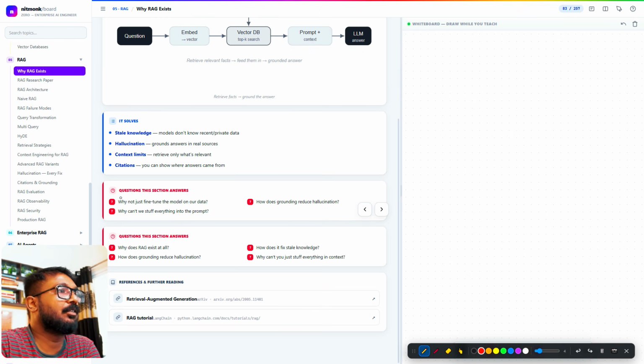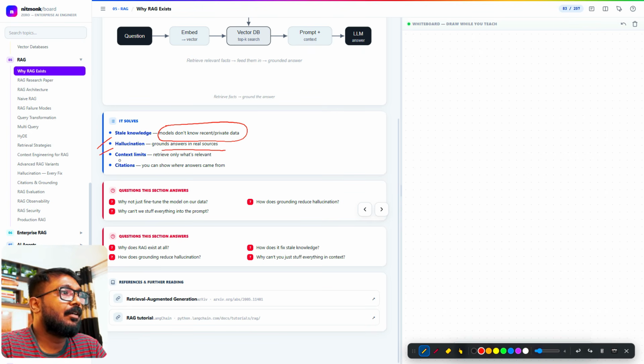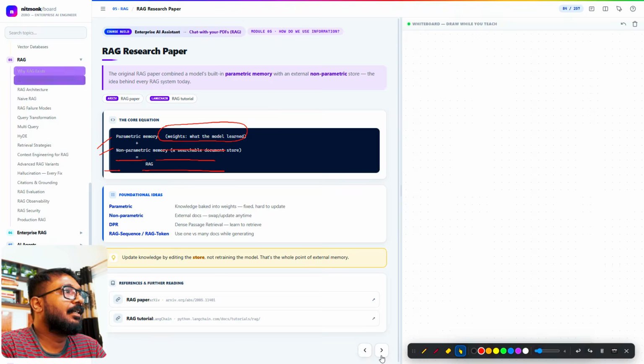Now there are some concepts that you should read. Stale knowledge: the model does not know recent private data. Hallucination: ground assumptions in the real source. Like, let's say you ask a basic company information that is not available in the LLM, you can do that with RAG. Context limits: retrieve only what's relevant. Citation: as I already told you, we have to show where these are coming from. There is a research paper that I have added here; you can go through it and try to understand RAG.